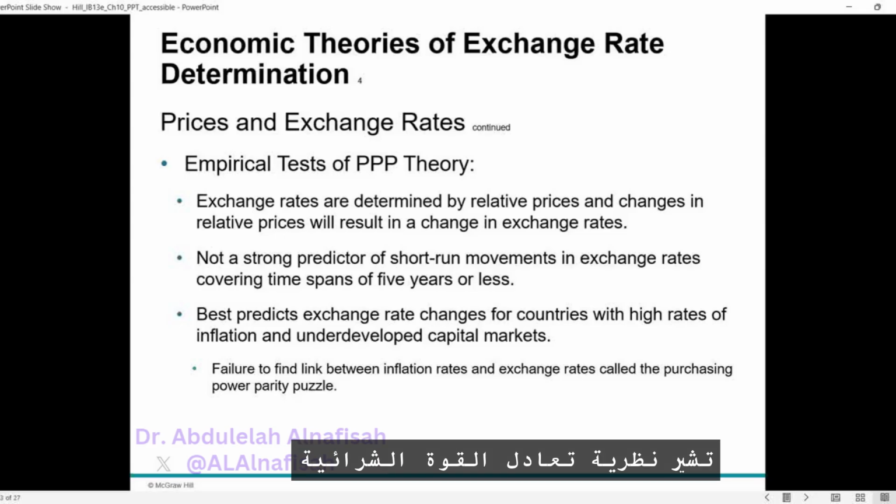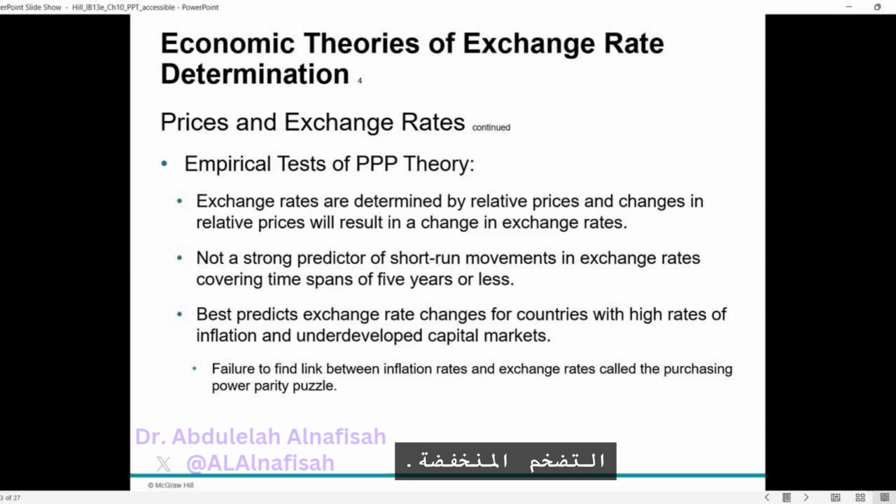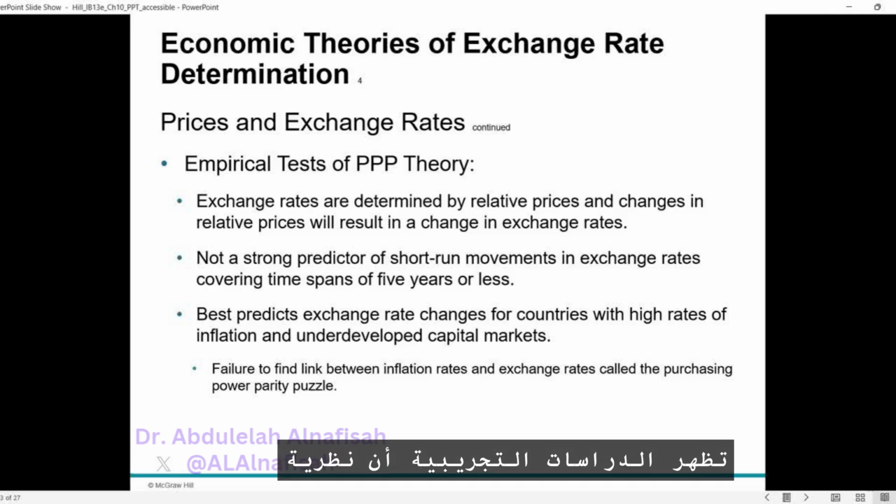The purchasing power parity, PPP, theory suggests that exchange rates adjust based on relative prices, predicting that high inflation will cause a country's currency to depreciate compared to countries with lower inflation rates. While this holds to some extent in the long term, empirical studies show PPP theory is less reliable for predicting short-term exchange rate movements, particularly in industrialized nations with low inflation differentials.